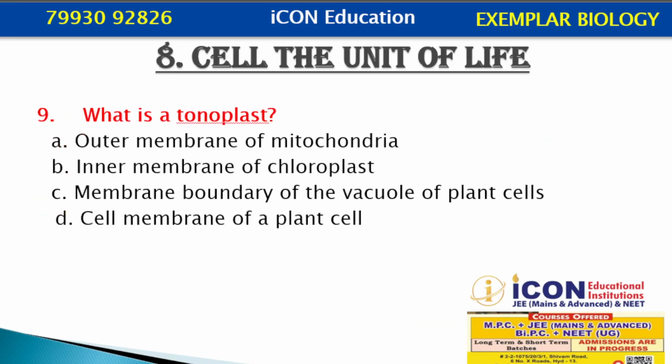Question number 9. What is a tonoplast? This is also a direct question. Tonoplast is a membrane. It is a single membrane which is surrounding the vacuoles of the plant cell. So this is there in option C, a membrane boundary of the vacuole of plant cell. So tonoplast is the name of the membrane which is surrounding the vacuole.